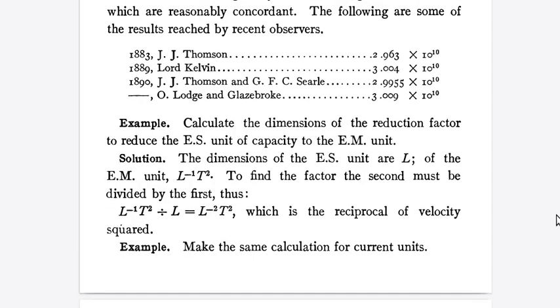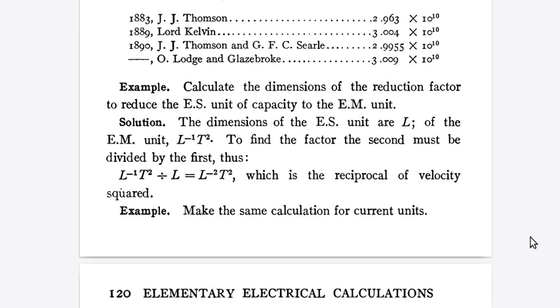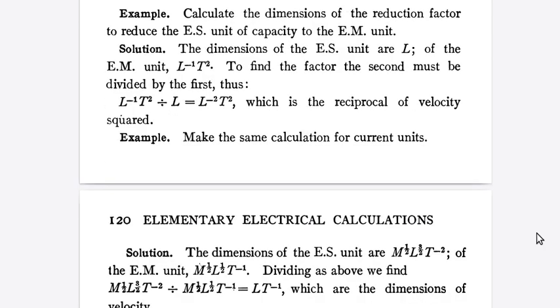Example. Calculate the dimensions of the reduction factor to reduce the electrostatic unit of capacity to the electromagnetic unit. Solution. The dimensions of the electrostatic unit are length. The dimensions of the electromagnetic unit are length raised to the power of -1 multiplied by time squared. To find the factor, divide the second by the first. Length raised to the power of -1 multiplied by time squared divided by length equals length raised to the power of -2 multiplied by time squared. This is the reciprocal of velocity squared.